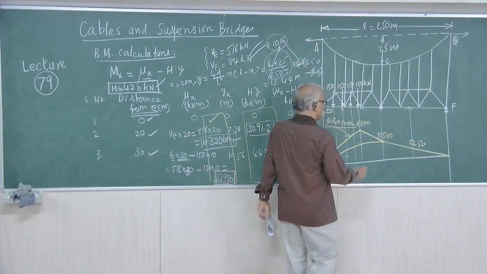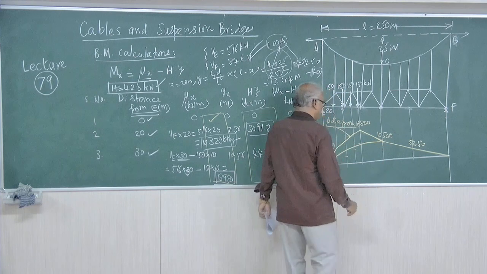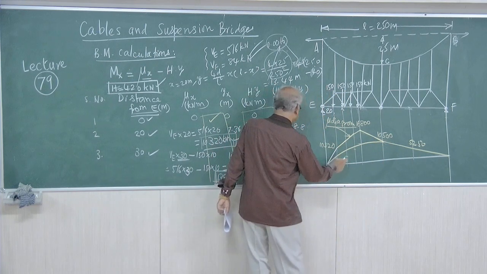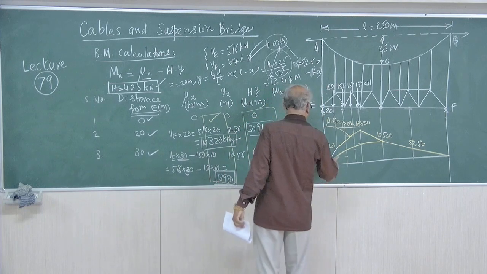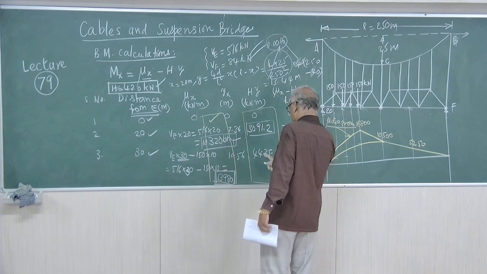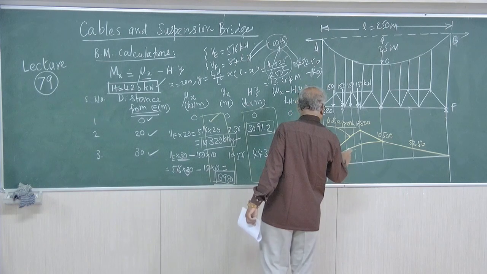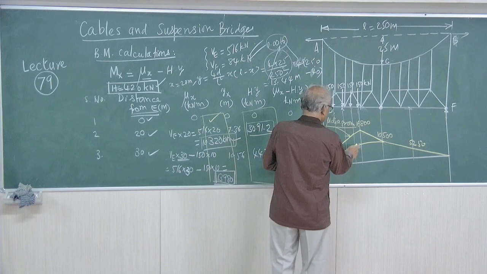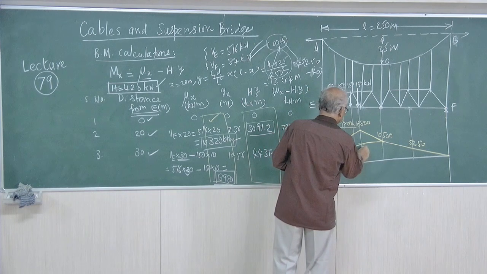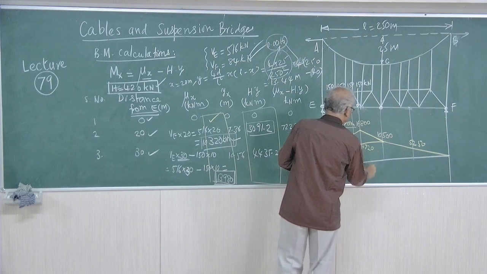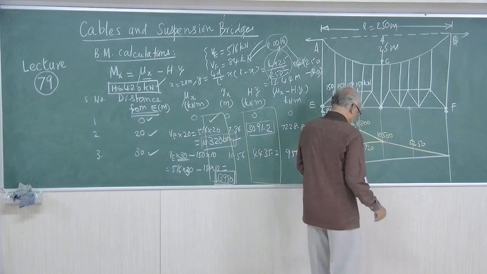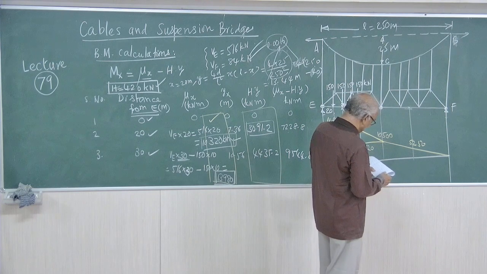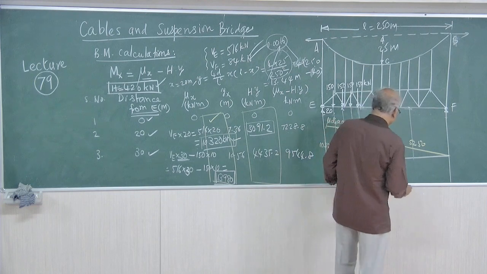So at the center, this is also 10,500. So these are the values, namely 3091, this is 3091, this is 4435, this is 4435, next value is 5644, 6720, this is 6720, this is 10,500. At the right quarter span, it is 7875.